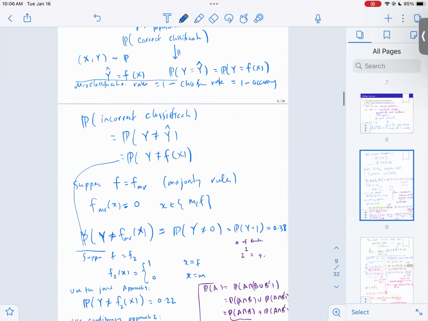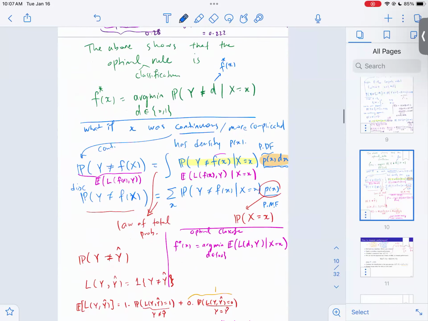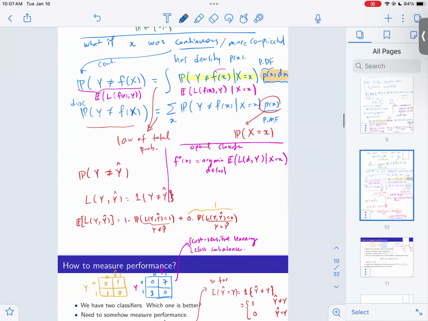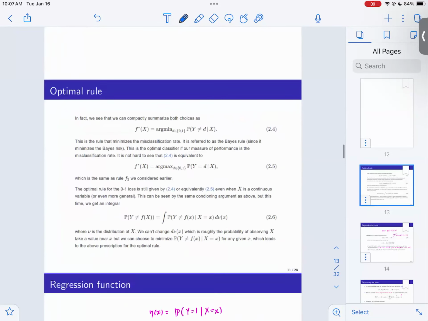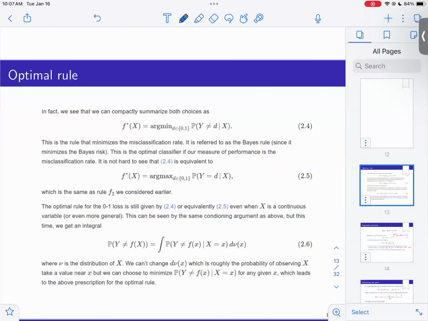Let's go back. So this is sort of the optimal rule, if you recall. The decision rule that minimizes the probability of y given x. So this is the optimal rule. If you go back to the previous lecture, we built towards this. This is the optimal classifier. In practice, we can't calculate it because it depends on the conditional distribution of y given x, which I don't have.